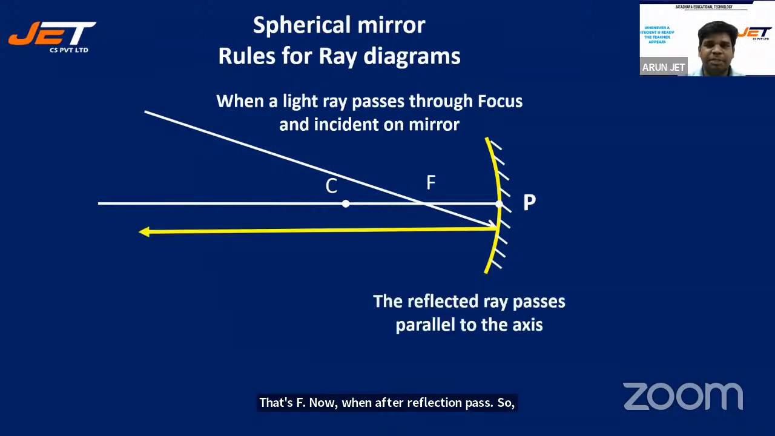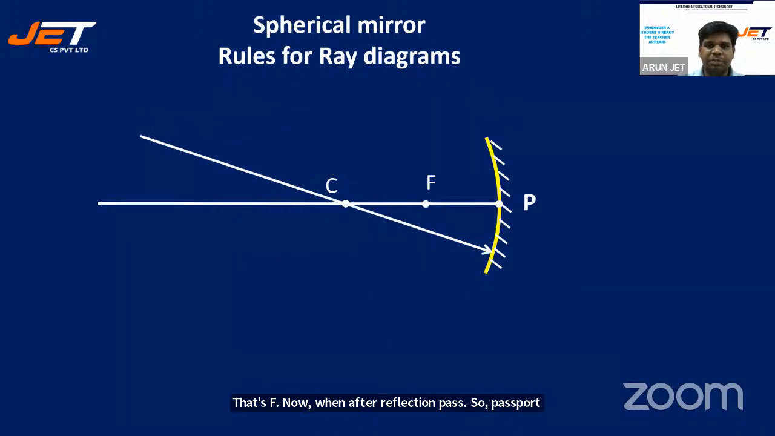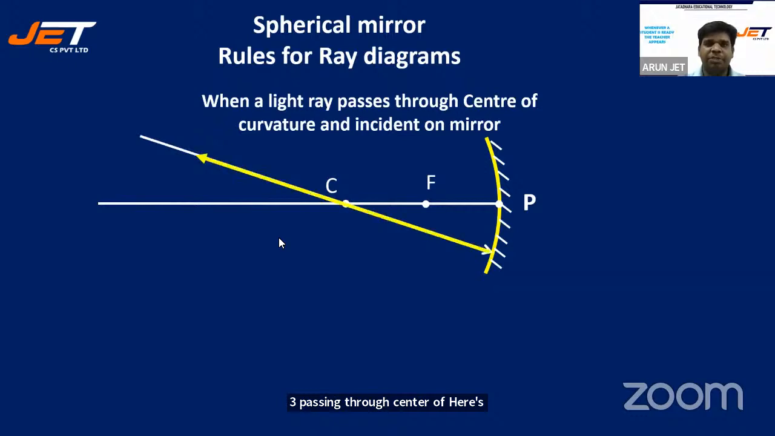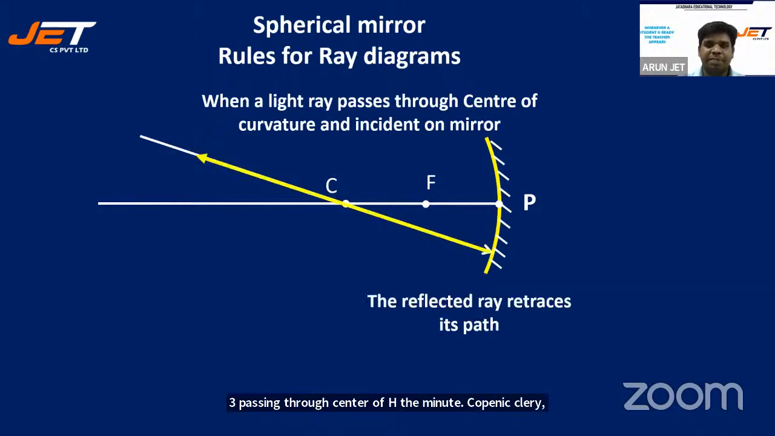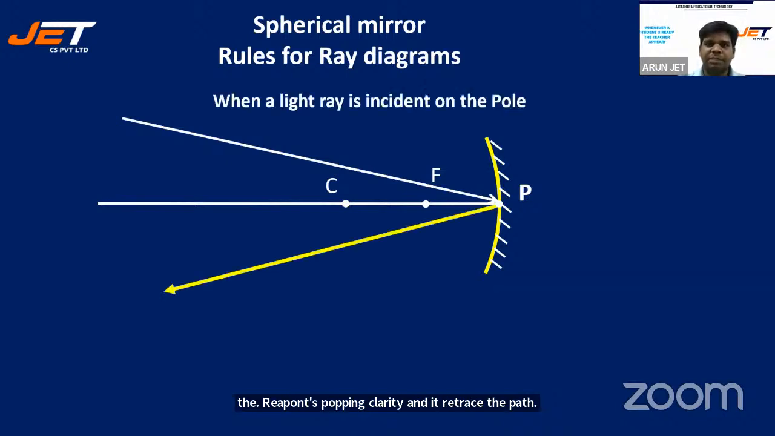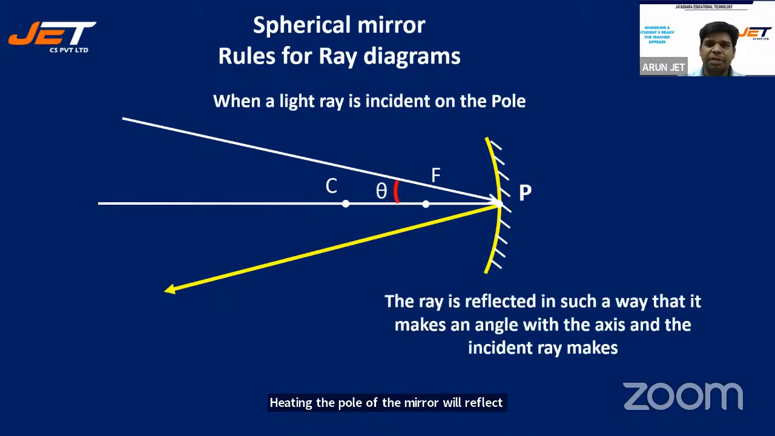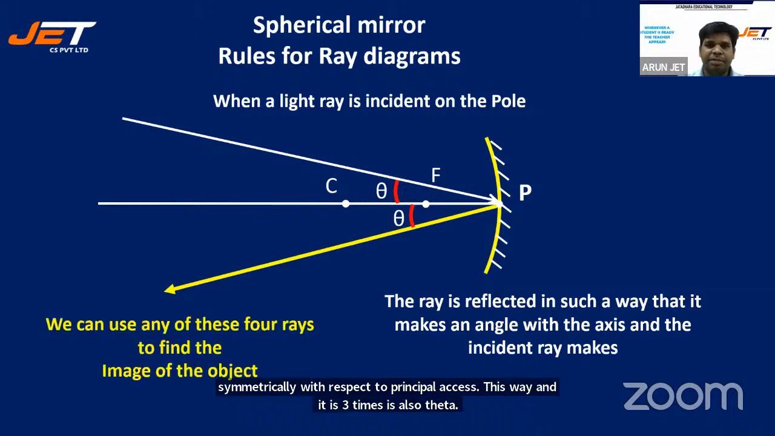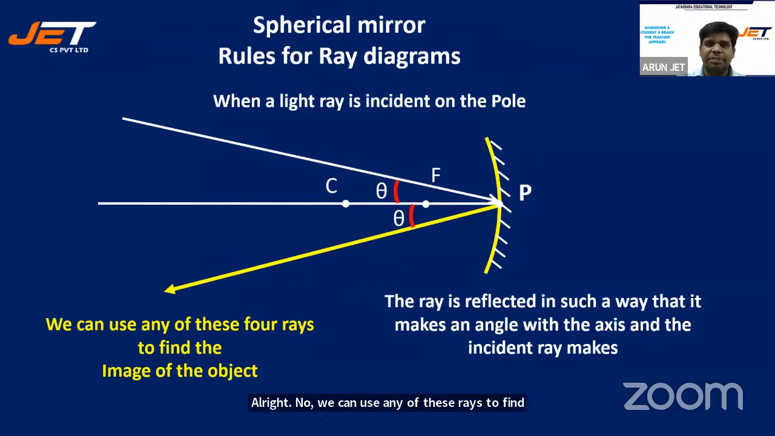This is also pretty simple. Just a revision. Ray passing through center of curvature hits the mirror perpendicularly, rebounds perpendicularly, and it will retrace the path. A ray hitting the pole of the mirror will reflect symmetrically with respect to principal axis this way, and with this theta, this is also theta. Now we can use any of these rays to find the image of the object.